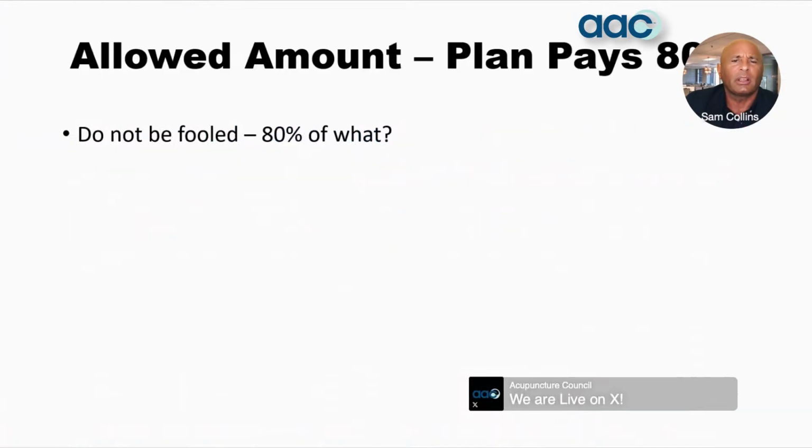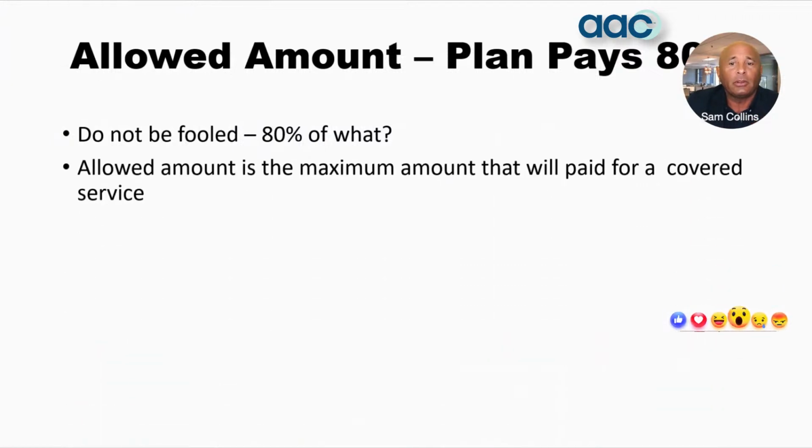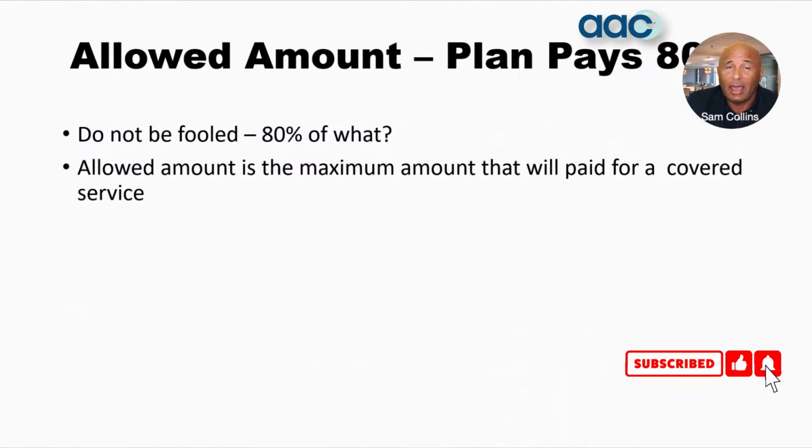But here are the terms I want to get into. When you hear allowed amount, the plan pays 80%, don't be fooled, because it's 80% of what? This is where you have to be careful. Allowed doesn't mean what you billed. It means what they allowed. So they're going to have a maximum that will be paid. So let's say you bill $100, but the plan only allows 50. That means they're going to pay 80% of 50, which means they're going to pay $40.